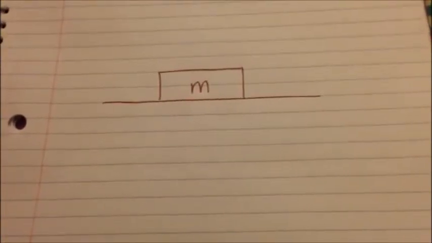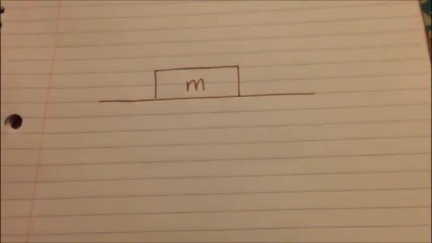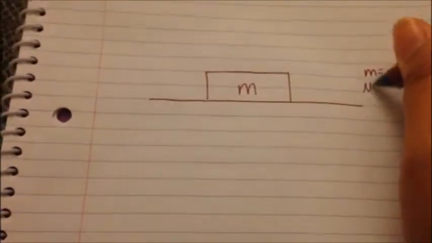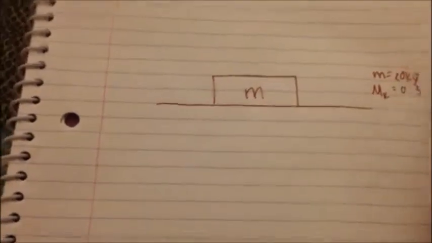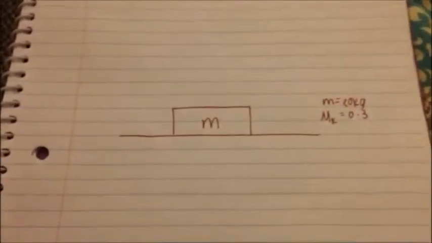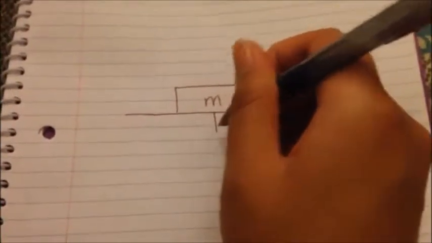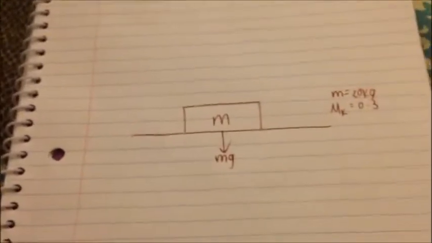Let's say a crate of mass 20 kilograms is sliding across a wooden floor. The coefficient of kinetic friction between the crate and the floor is 0.3. So what we have is m equals 20 kilograms and mu k equals 0.3. The first thing we have to do is draw a free body diagram. Let's start with gravity. This would be exerting a downward force on the crate, and we label that as mg, so the mass times gravity.